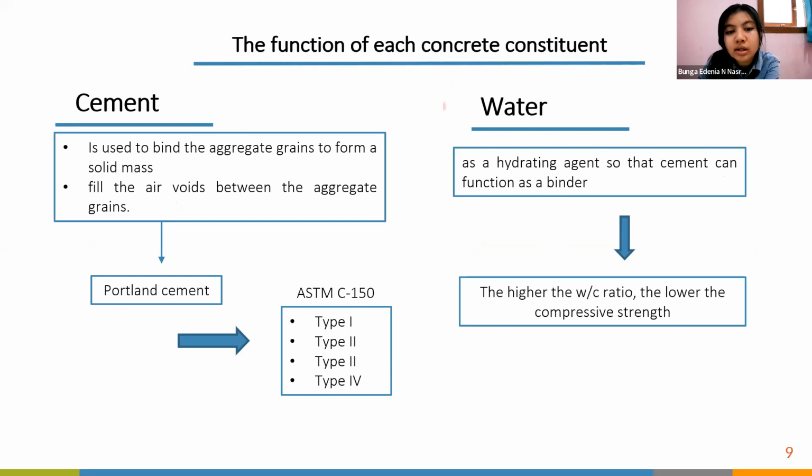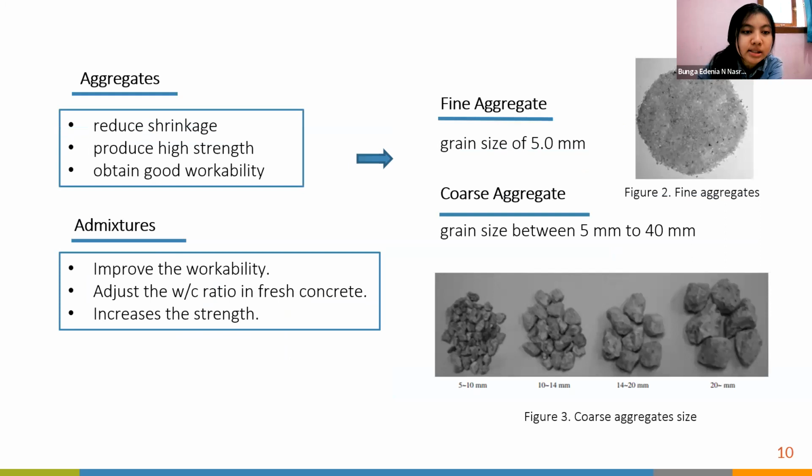This is used as a hydrating agent, and we need to know that the higher the water cement ratio in a concrete, the lower the compressive strength that we'll obtain. And another concrete constituent is aggregate. It is related to good workability and produces a high strength. And based on its grain size, it is divided into 2 parts. That is fine aggregate, which has a grain size of up to 5 millimeter, and coarse aggregate, which has a grain size between 5 to 40 millimeter. And another constituent is admixture. It is used to increase the strength of our concrete.